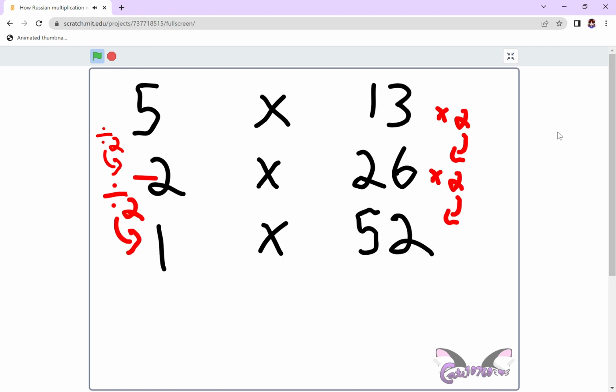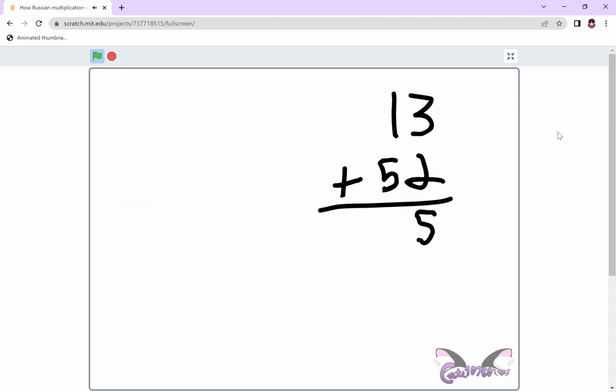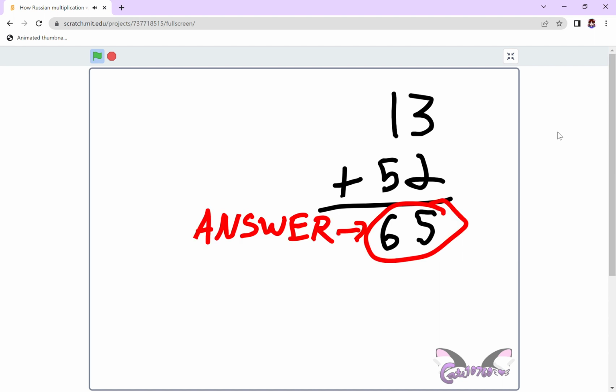Now we take the 2 and divide by 2, which is 1, and then we take 26 and times it by 2, which is 52. Now we cross out all the even numbers. Ignore the LHS. Now we have 13 and 52, which we need to add together. This will give us a total of 65.